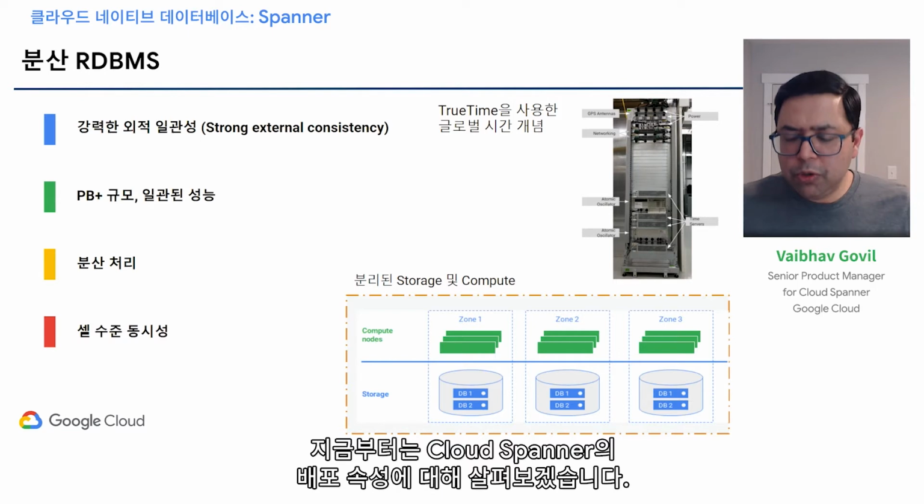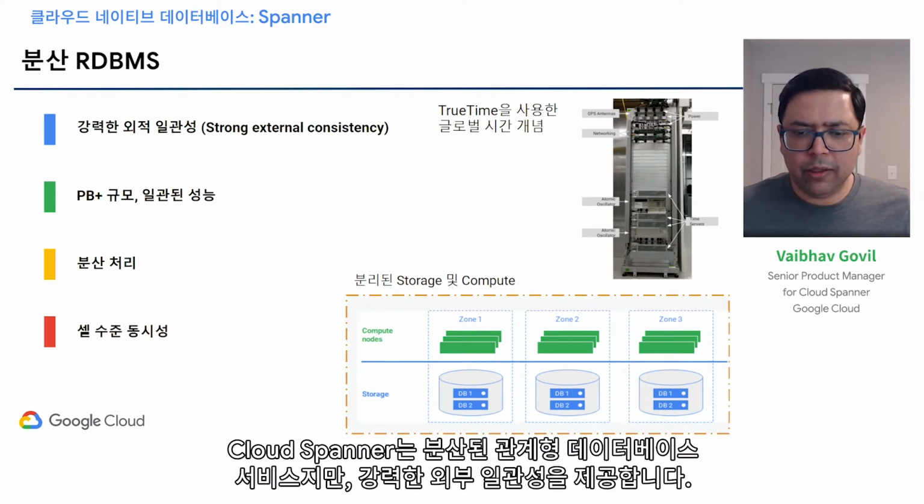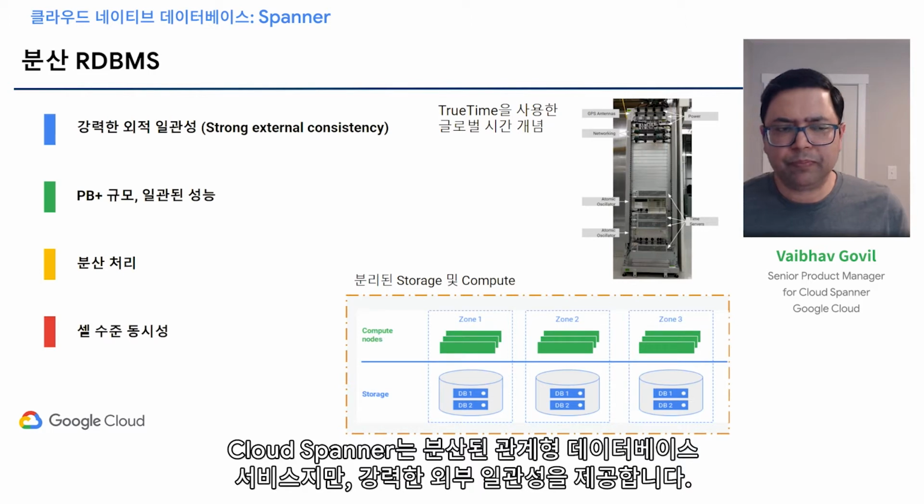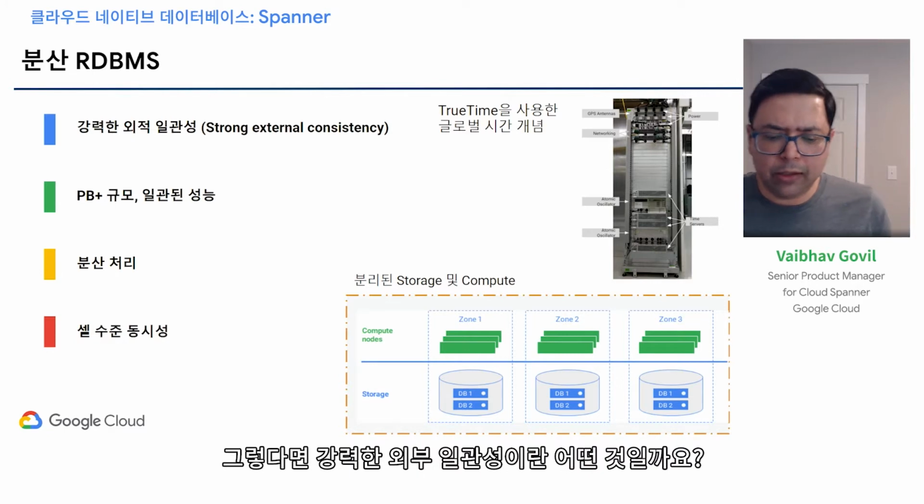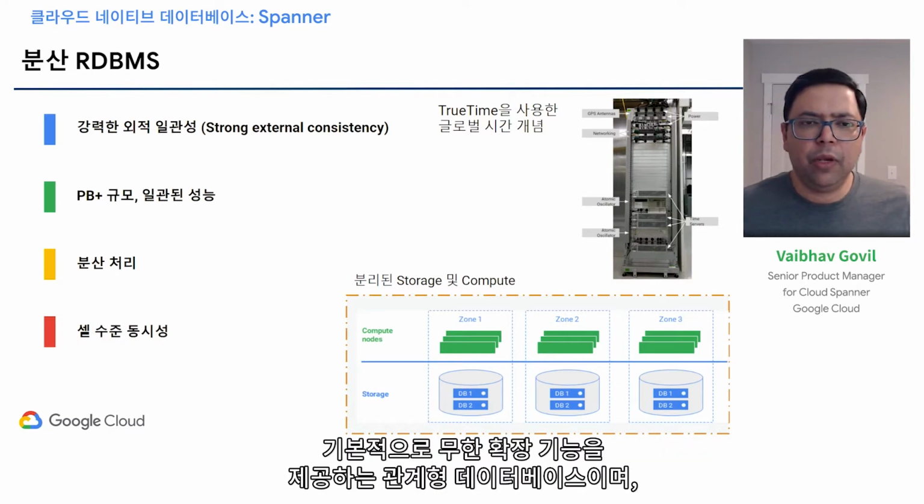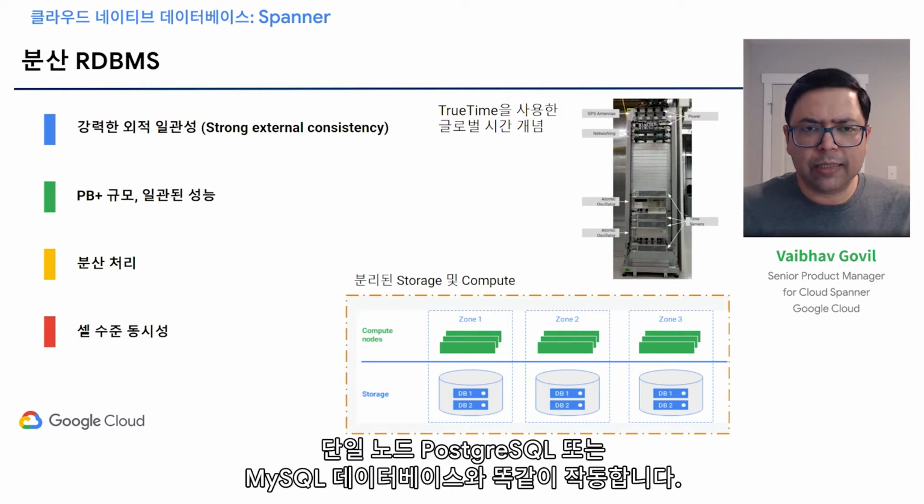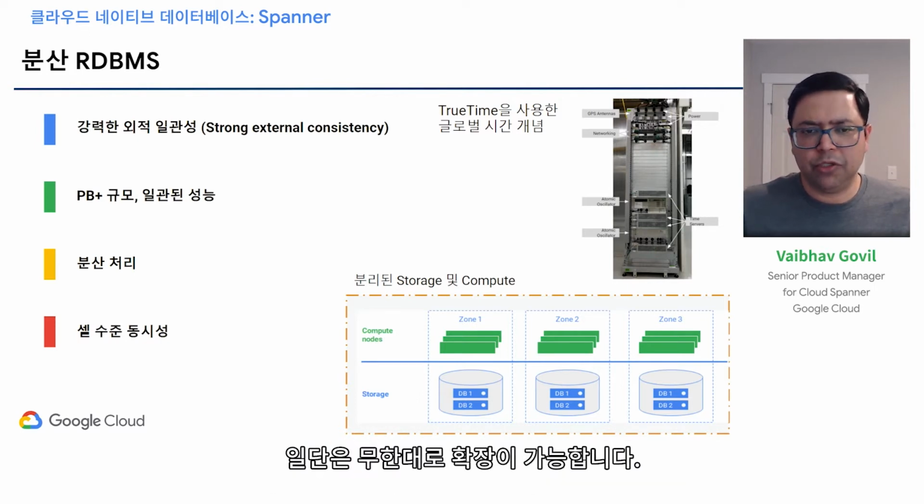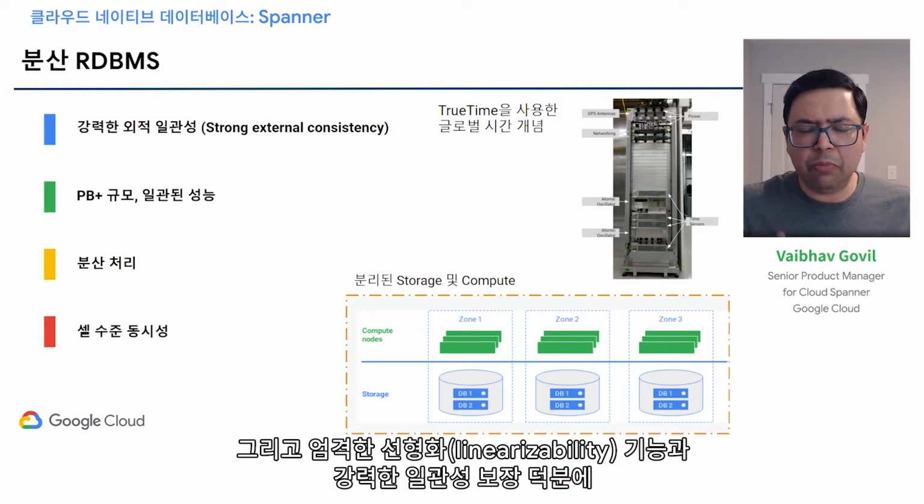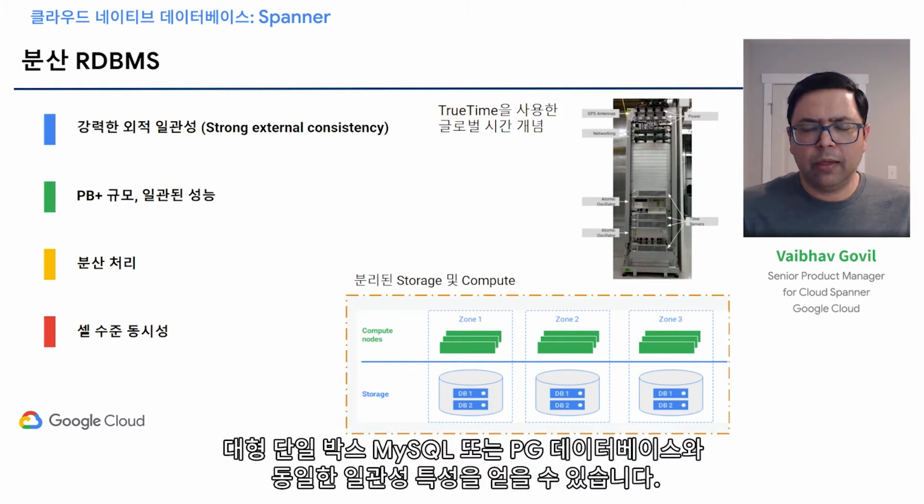Now, let's talk about the distribution nature of Spanner. Spanner is a distributed relational database service, but we continue to offer strong external consistency. And what do we mean by strong external consistency? Basically, we are talking about a relational database which offers you infinite scale, but it functions exactly like a single node Postgres or MySQL database. It's just that it can scale infinitely. It has the same consistency characteristics which you get from a single big box MySQL or PG database, with strict linearizability and strong consistency guarantees.